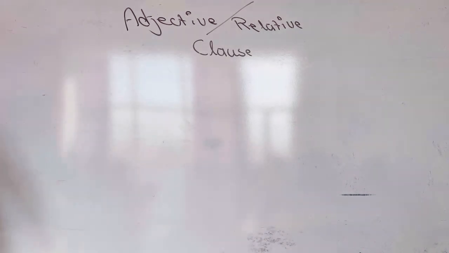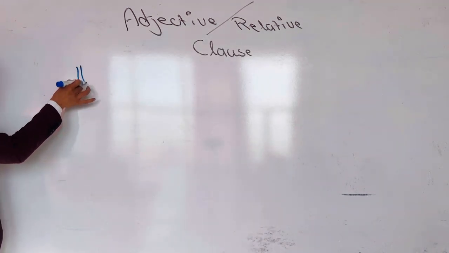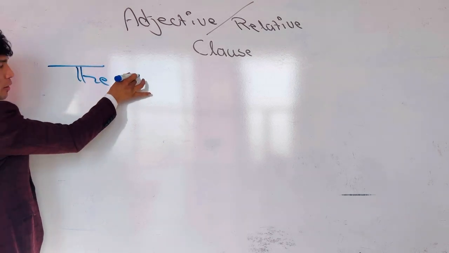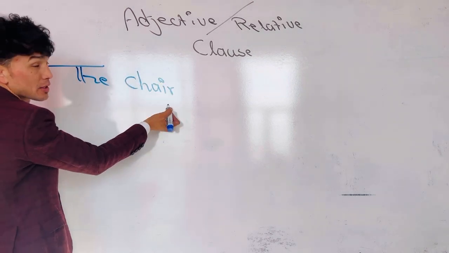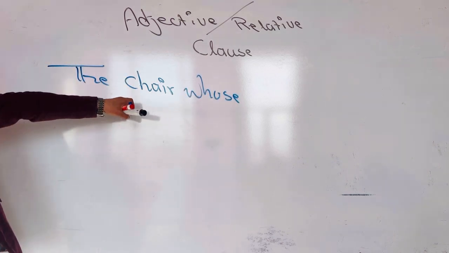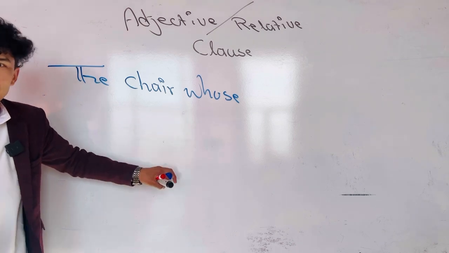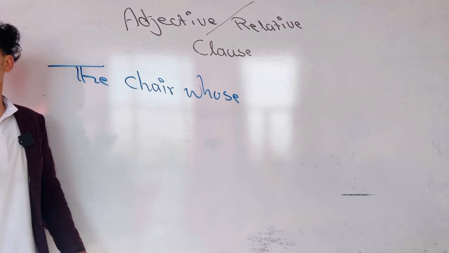Okay. Look at the examples. The chair. Which chair? The chair. Whose? Only whose is the relative pronoun. You can use it with adjective class as the possessive sentence.